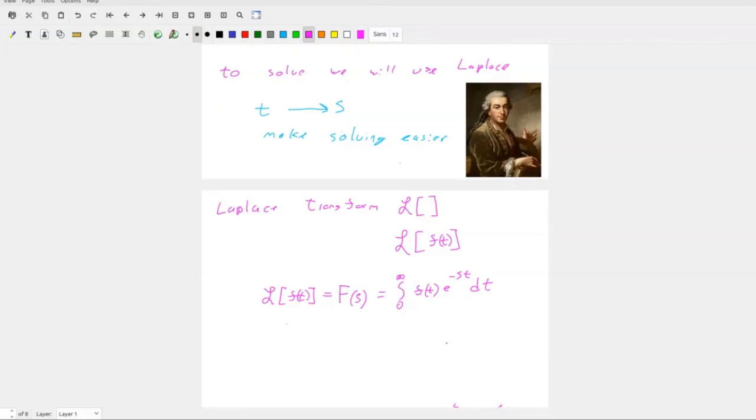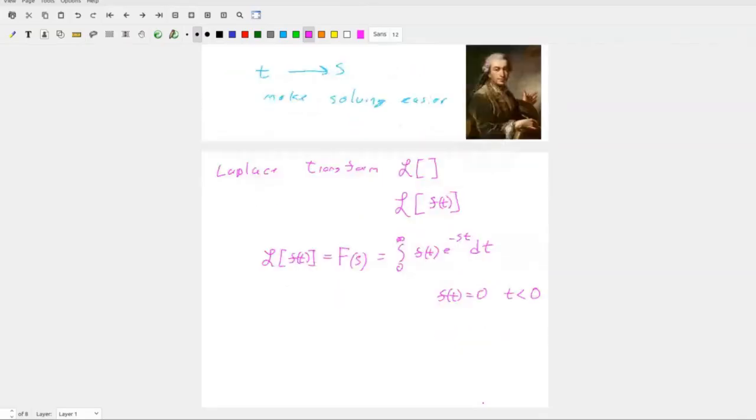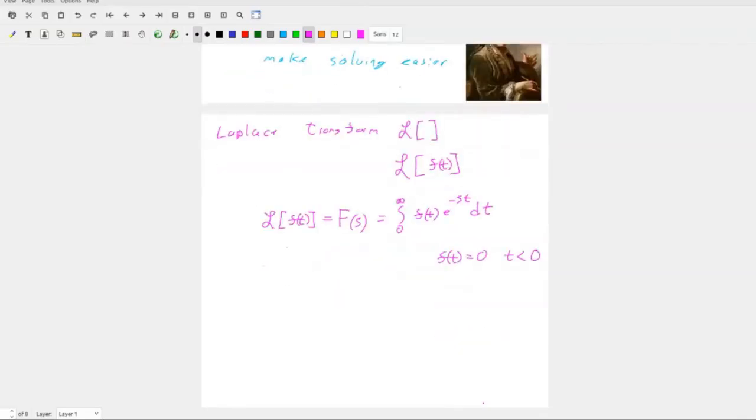Another thing to consider here is that f of t is equal to 0 for t less than 0. So this is only considering the time domain moving forward, right? We're not looking back. In this class we deal with displacement. So f of t gives us displacement, but we also want to deal with our velocity terms, right? So we need to integrate this.